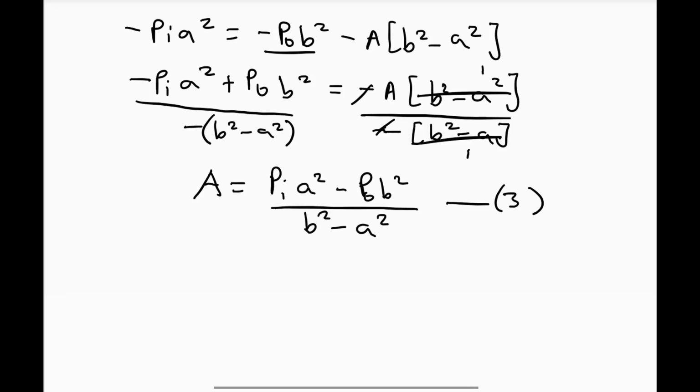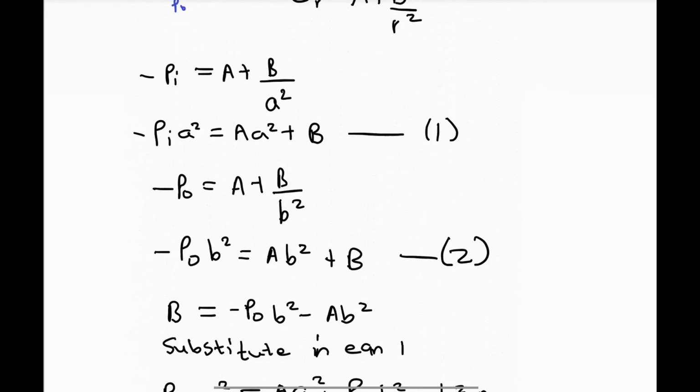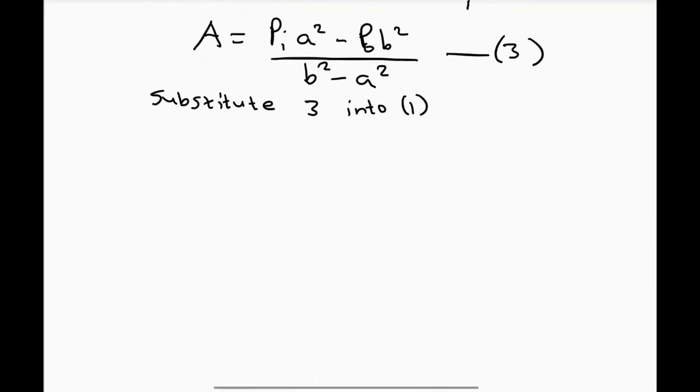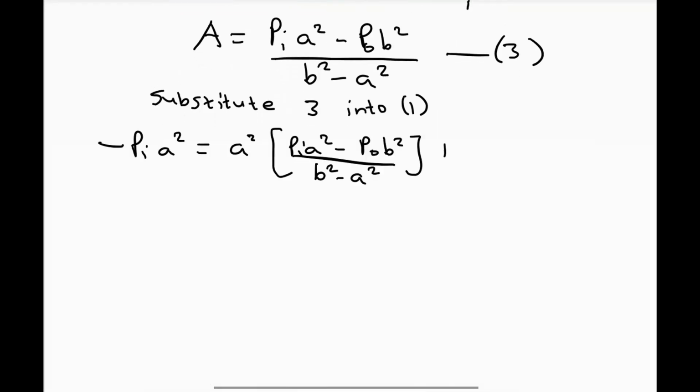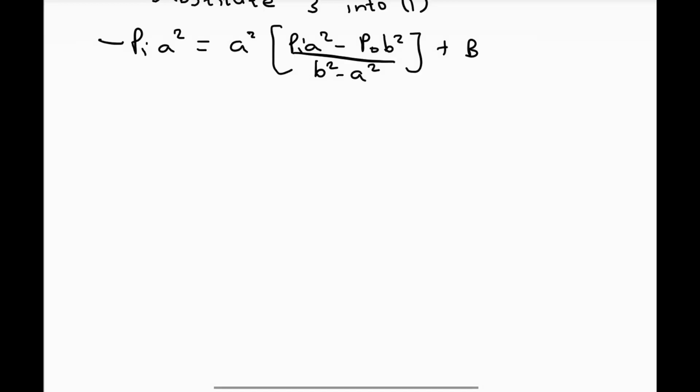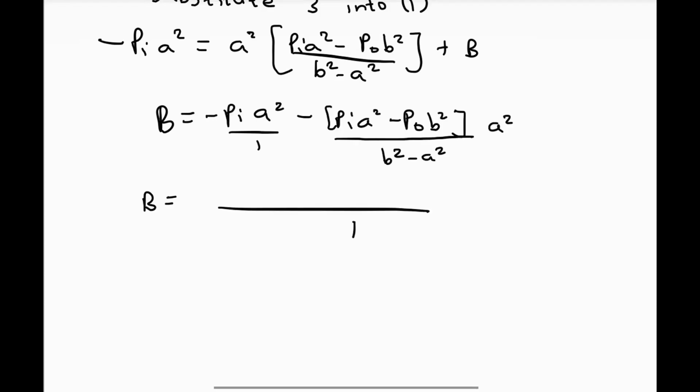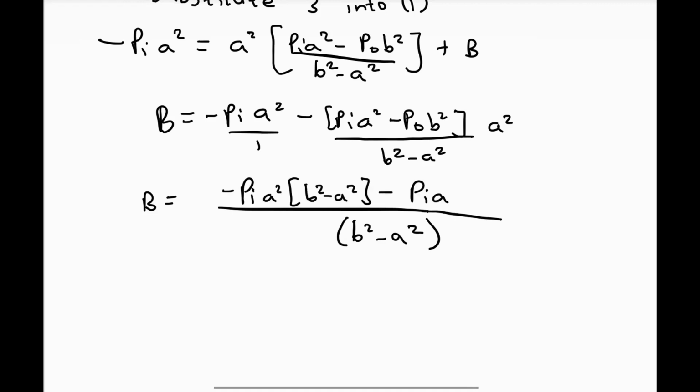So now the next thing will be to substitute 3 into 1. So my equation 1 is this. So substituting my 3 into 1, I'll have it as. So I'll then make B the subject of this equation. So making B the subject, I have this. So my LCM is b squared minus a squared. Solving this, I'll have that minus this. I'll remove my brackets in this next term. So I'll have negative Pi a to the 4 plus P0 b squared a squared. So removing my brackets in my first term, I have.